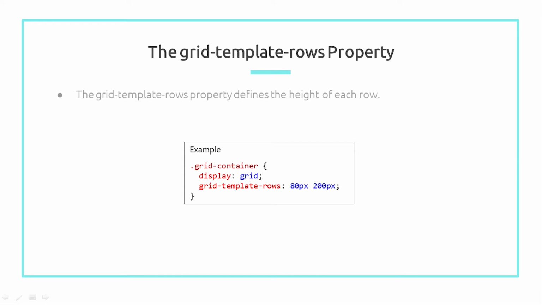The grid-template-rows property. The grid-template-rows property defines the height of each row.